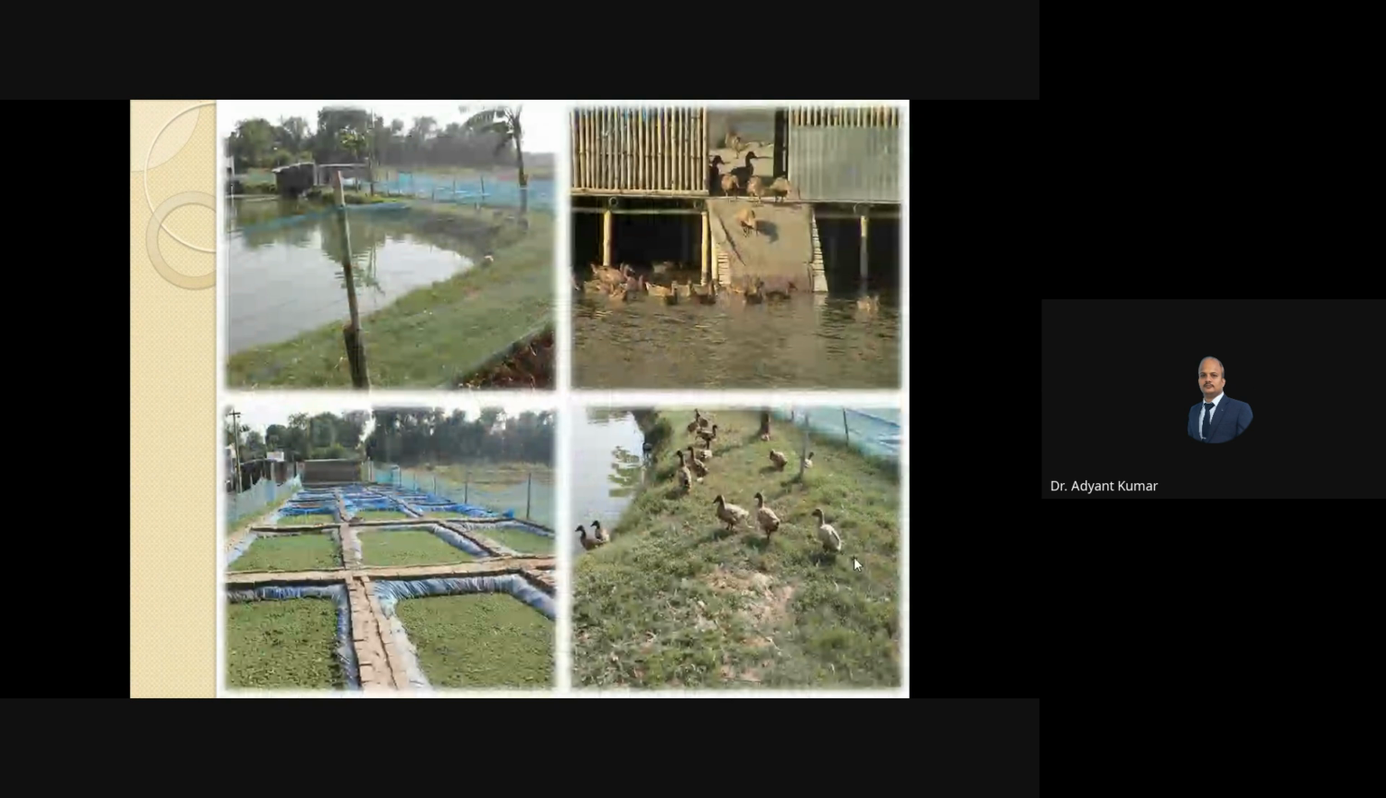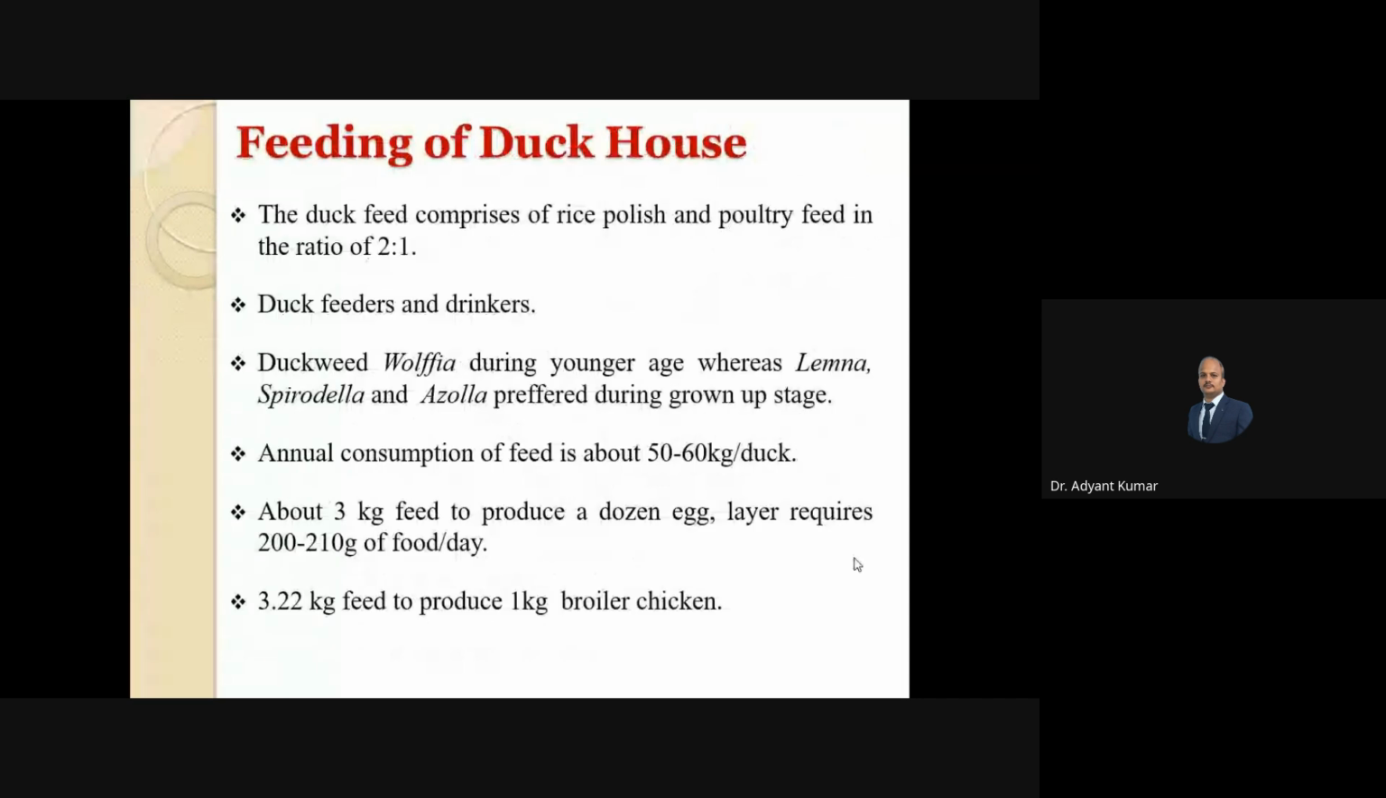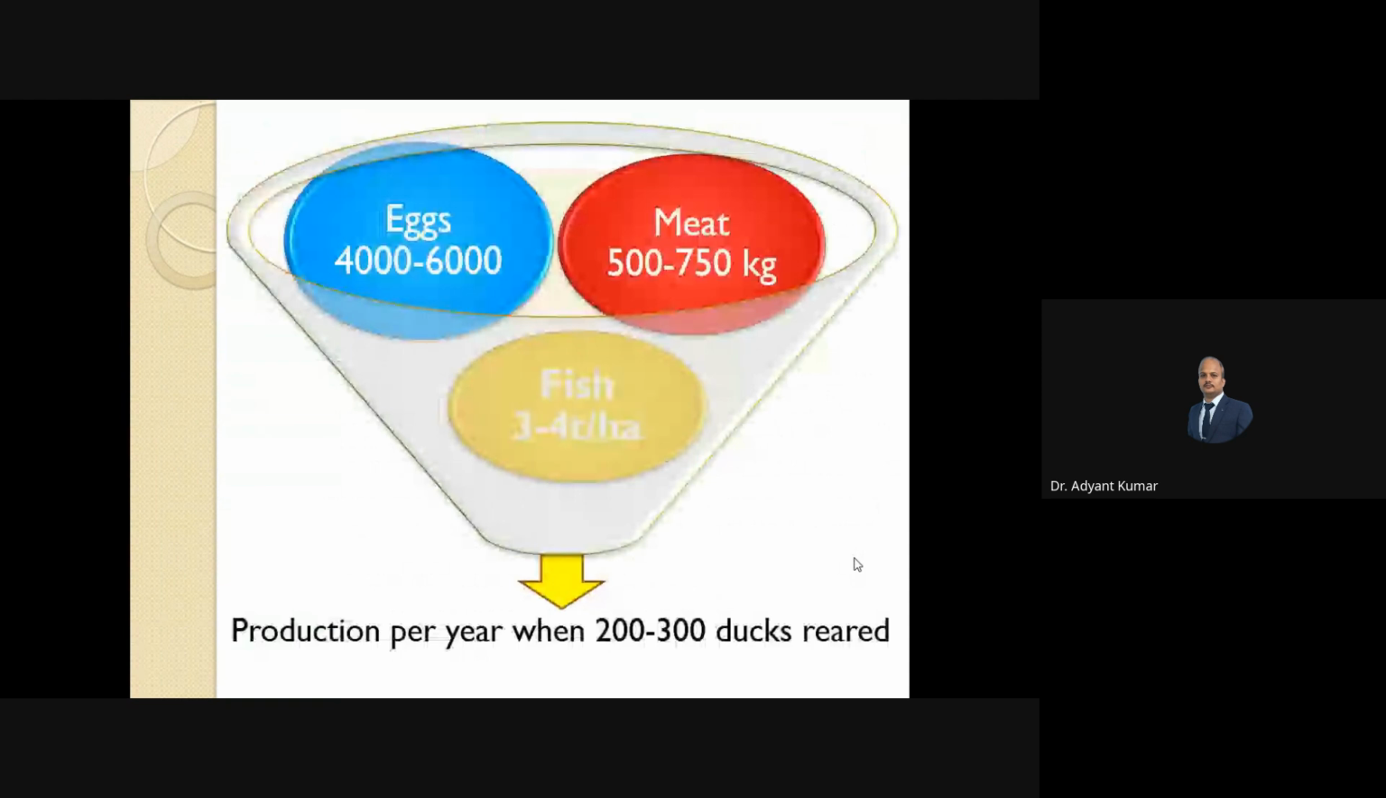This is a duck cum fish farming system, and this figure shows that ducks are being reared in the pond itself, along with a duck house made adjacent to or above the pond. The construction of the duck house. This is the feeding behavior of the ducks, where we have to feed an average of 3 kg feed to produce a dozen eggs, and for a layer we have to feed 200 to 210 grams of food per day.